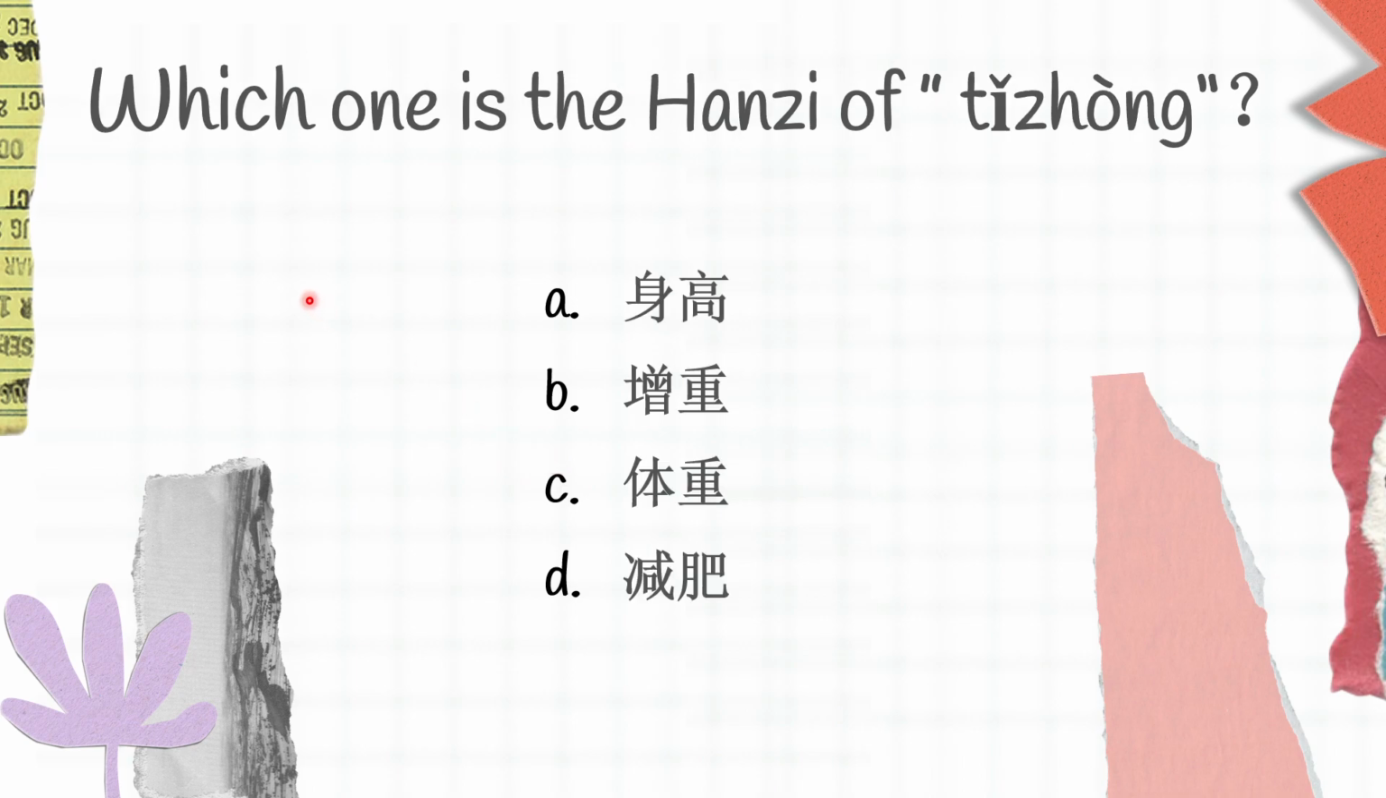The next one here: which one is the hunter of Ti Zhong? Do you guys still remember or not? A is Shen Gao, B is Zheng Chong, C is Ti Zhong, and D is Jian Fei. Ti Zhong here is C.